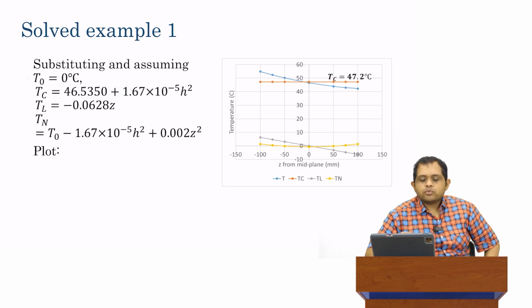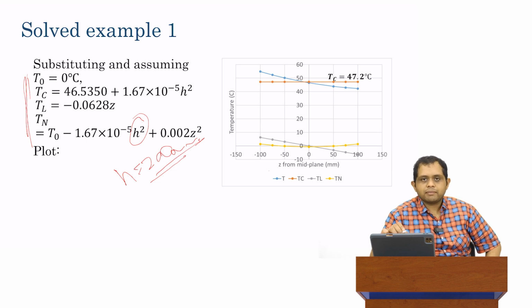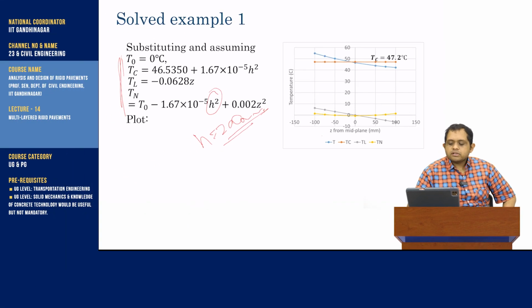Anyway, given all these values and plugging them in, assuming T naught is equal to 0, you get these expressions for TC, TL, and Tn. Here you can simply put H is equal to 200 mm. Note the units. We fitted it against mm, and so we have to continue to use mm. Do not change units midway through the calculation. So when we did that, we get these expressions. And then what I've done is I've plotted these values to give you an illustration of what the final solution looks like. On the x-axis here, I've got z.